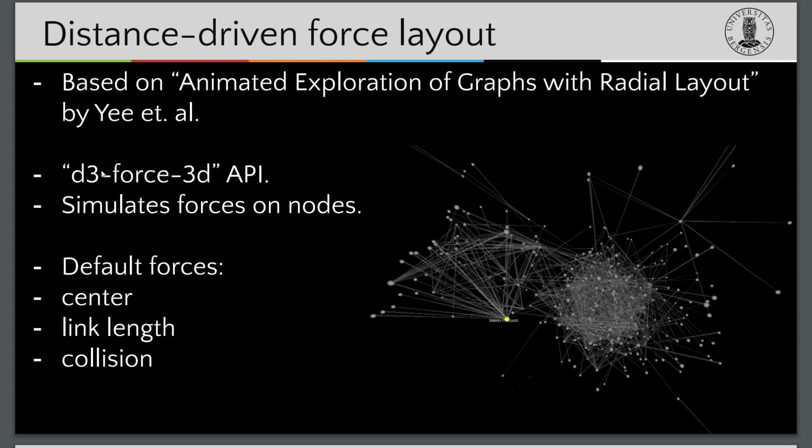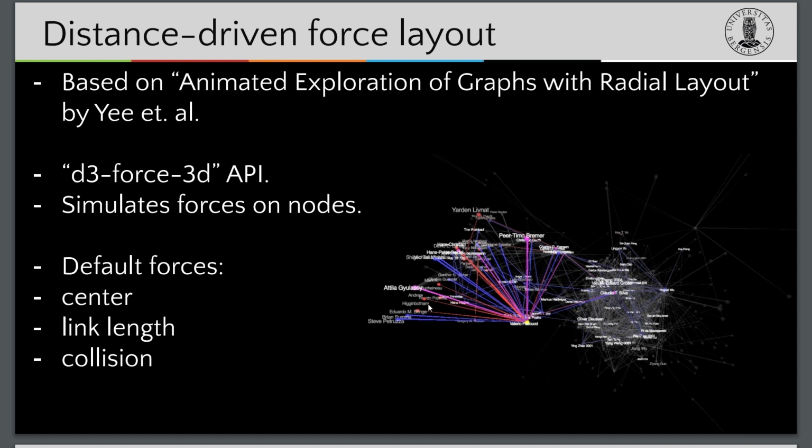It should be animated. One way to do this is by using a force simulation on the nodes. So what I was using was the D3 Force 3D API, which lets you simulate forces on the nodes. And this API comes with some default forces that you can use. A centering force that attracts all the nodes towards some defined center. A link length force, which tries to make all the edges the same length, a length that you can choose yourself. And a collision force that makes sure that nodes don't overlap.